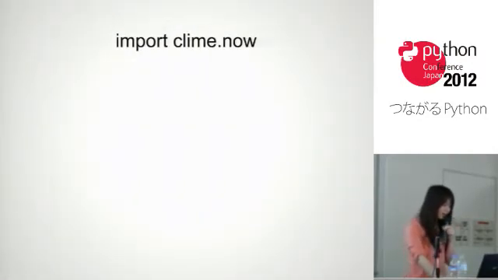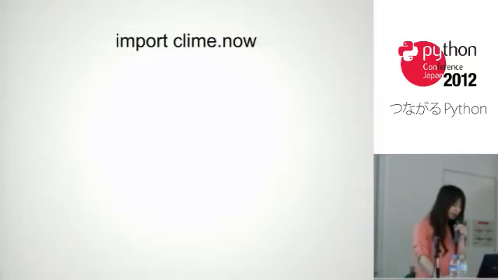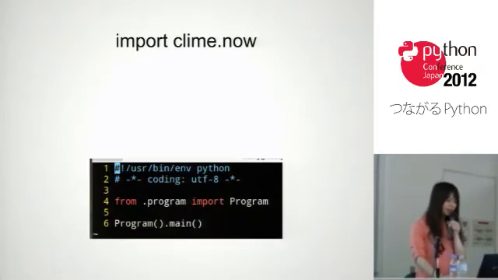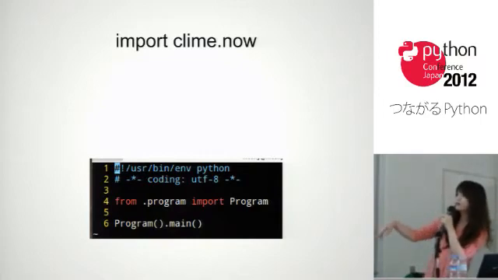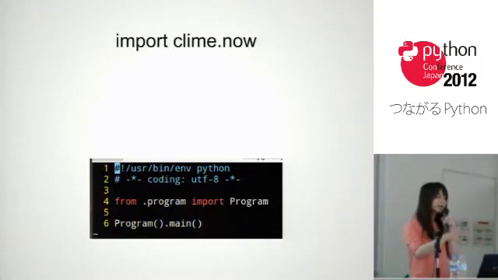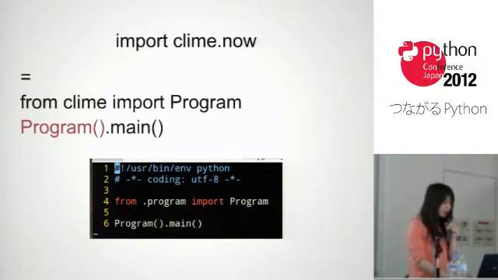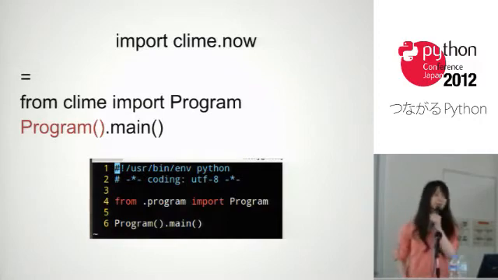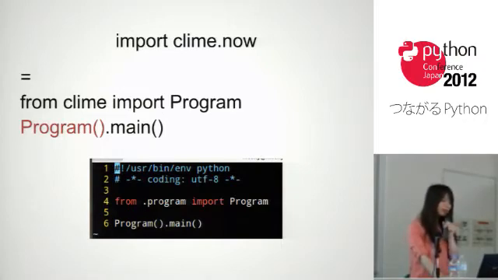Okay, let me talk about Clime now. How it works. Actually, Clime uses Clime itself. That's all of the code in now.py. It's just simple: from clime import Program, and then Program.main. It's all the from clime import now. So when you import, it is equal to including that code. The Program class will scan the main module if you call it without arguments.